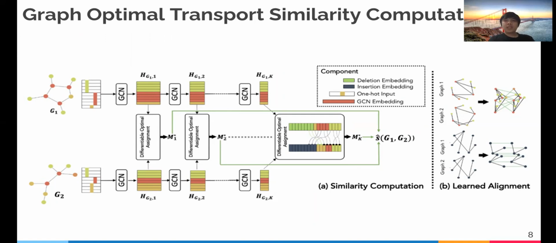To solve the limitations of the previous approaches, we propose a graph optimal transport model for the similarity computation task. Specifically, this is the overall architecture of the model.